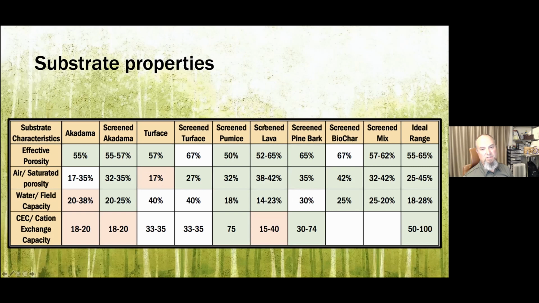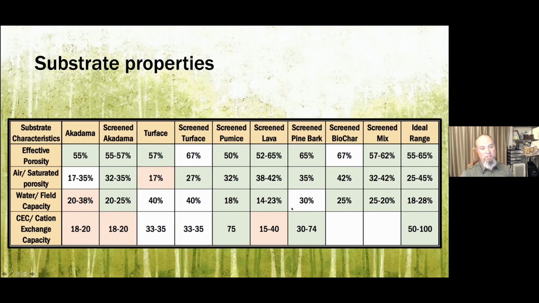Next on the list, you've got screened lava. And we'll go through this a little bit quicker. Screened lava, screened pine bark, screened biochar. Most of these green. The screened lava, the cation exchange. So the screened lava has good porosity for water and air. It's just not going to hold on to a lot of nutrients for you.